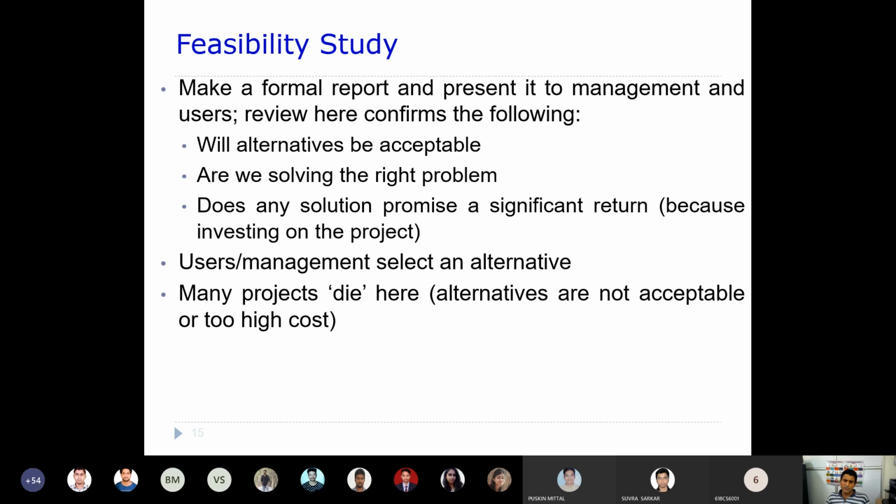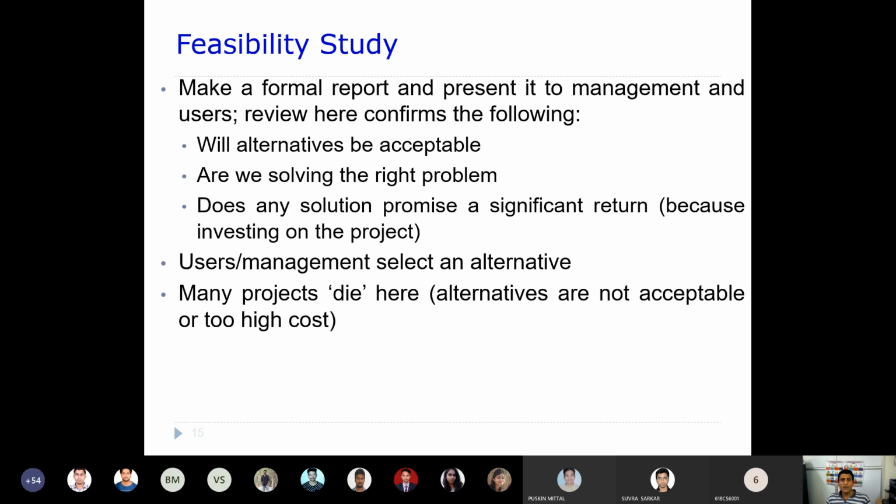So users and management select an alternative. These alternatives may be selected in consultation with the user as well as management. Okay. So many projects die here. Alternatives are not acceptable or too high cost. When you go through these alternatives, it has been observed that many of these projects have not been taken up. The reason here may be that they are too high cost.